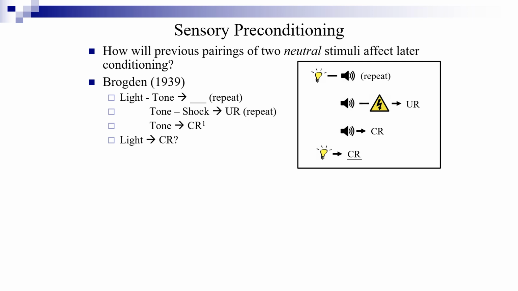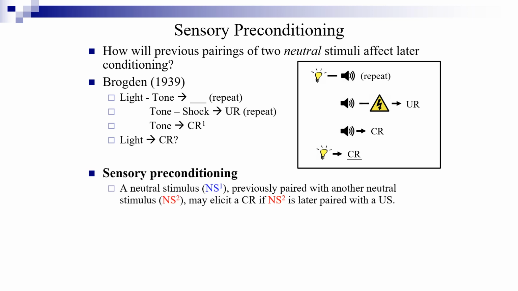And what Brogden found was that there was some conditioned responding to the light by itself. This is what we call sensory preconditioning. This is what happens when we have a neutral stimulus, like the light, that was previously paired with another neutral stimulus, like the tone. And it might elicit a conditioned response if the second neutral stimulus is later paired with the US. So, for example, the neutral stimulus of the light was previously paired with the second neutral stimulus of the tone. And then the tone was paired with shock.